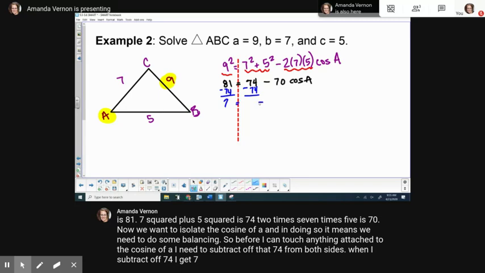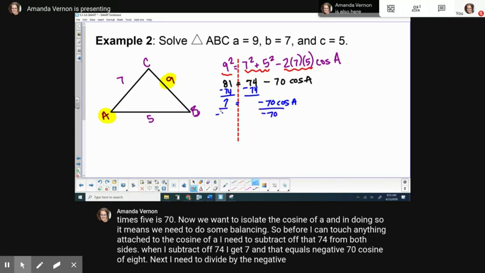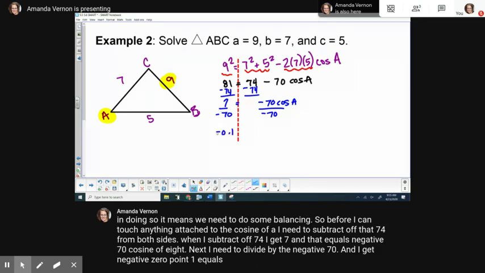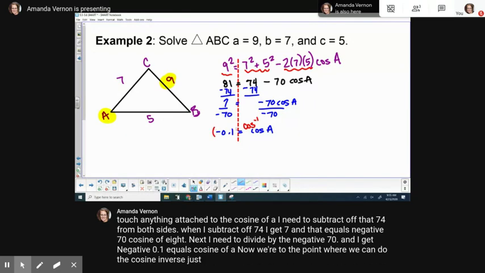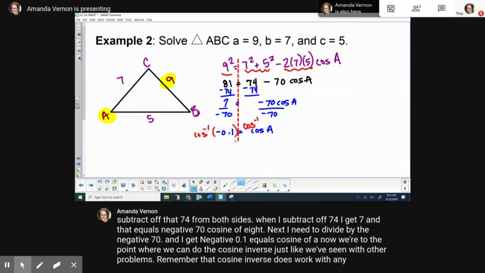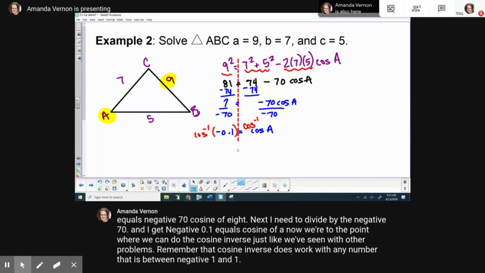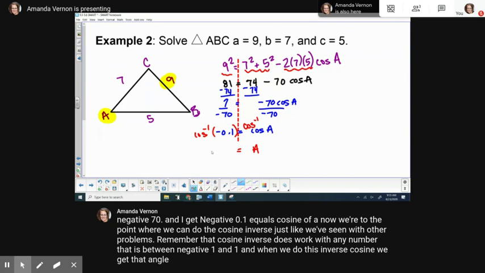And that equals negative 70 cosine of A. Next, I need to divide by the negative 70, and I get negative 0.1 equals cosine of A. Now we're to the point where we can do the cosine inverse, just like we've seen with other problems. Remember that cosine inverse does work with any number that is between negative 1 and 1. And when we do this inverse cosine, we get that angle A is equal to 96 degrees.